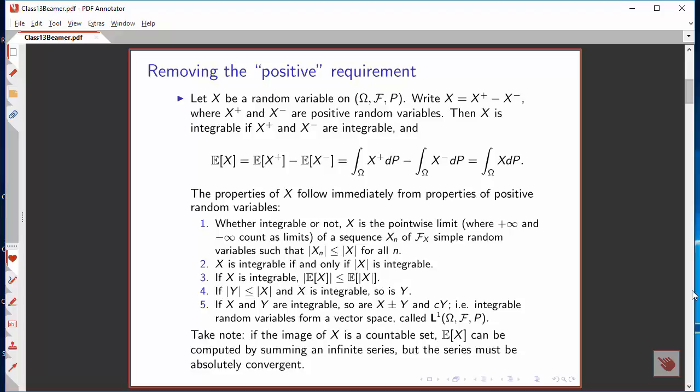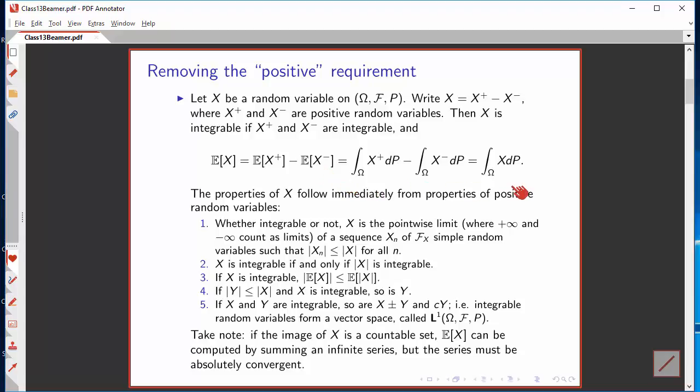Our major goal is to remove the requirement that our random variable x be positive. In order to do this, we're going to write a random variable x that can assume either positive or negative values as the difference of two positive random variables, x plus and x minus. So if we write x equals x plus minus x minus, then x will be integrable if these individual random variables are integrable. And furthermore, the expectation of x is just going to be the difference between the expectations of x plus and x minus, respectively.